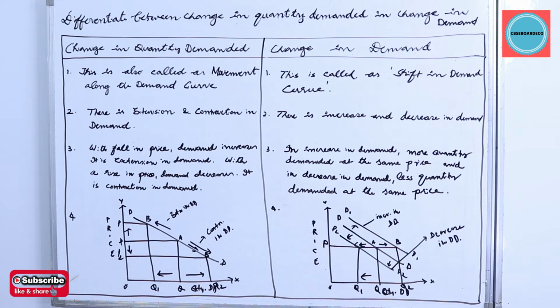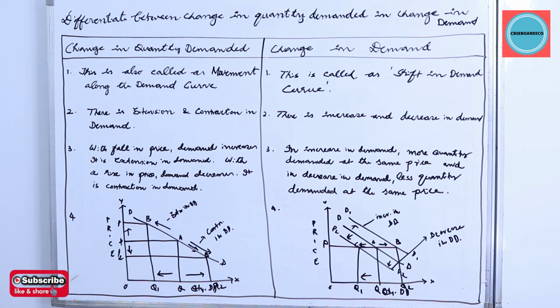Second point, there are two movements along the demand curve. Upward movement when the quantity demanded falls with a rise in price. Downward movement when quantity rises with a fall in price. There are two shifts here. Rightward shift when more is demanded at the same price because of increase in income, fall in prices of complementary goods, rise in prices of substitute goods, favorable taste, etc. Leftward shift when less is demanded at the same price because of fall in income, fall in the prices of substitute goods, rise in prices of complementary goods, or unfavorable taste, etc.